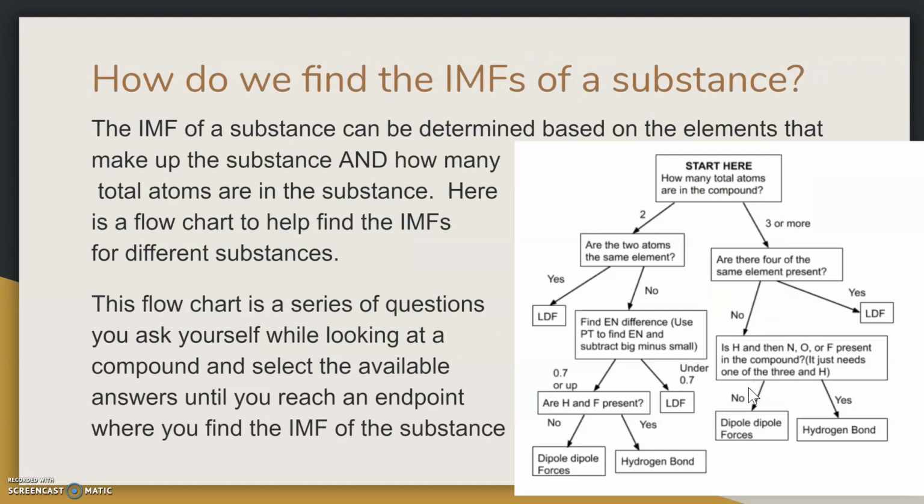How do we find the IMFs of a substance? The IMFs, or intermolecular forces of a substance, can be determined based on the elements that make up the substance and how many total atoms are in the substance. Here is a flowchart to help find the IMFs for different substances. This flowchart is a series of questions to ask yourself while looking at a compound and select the available answers until you reach an endpoint where you find the IMFs of the substance.